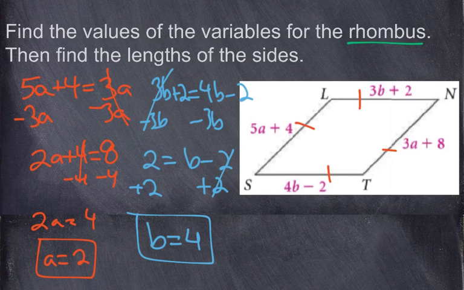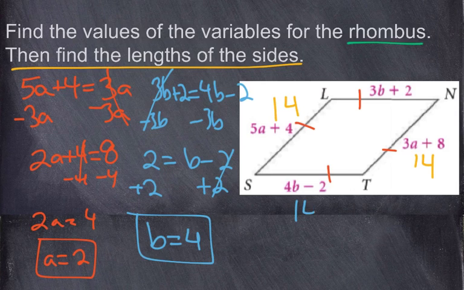Now, the best way to know if you did it right is to check your work. And anyways, it does say find the lengths of the sides. So if we plug in 2 for a, we'll find SL. 5 times 2 is 10 plus 4 is 14. Let's go to the other side. 3 times 2 is 6 plus 8, which is 14. Now if we did b correctly, we should get 14 over here as well. 4 times 4 is 16 minus 2, gives us 14. And up top we have 3 times 4, which is 12, plus 2 is 14. So we can be assured that we did this correctly.